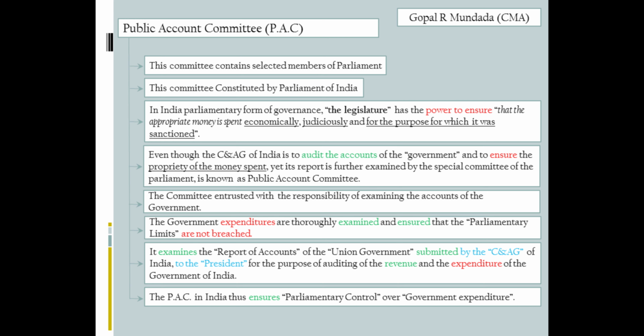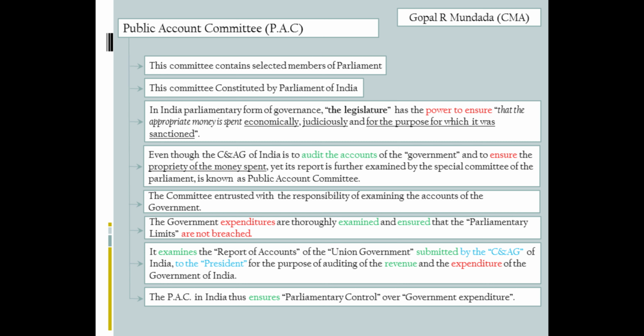Next, even though the C&AG of India is to audit the accounts of the government and ensure the propriety of the money spent, yet its report is further examined by a special committee of the Parliament known as the Public Account Committee. So guys, the Public Account Committee is basically a committee that will review the audit done by the C&AG and ensure the propriety of the money spent. The committee is entrusted with the responsibility of examining the accounts of the government.